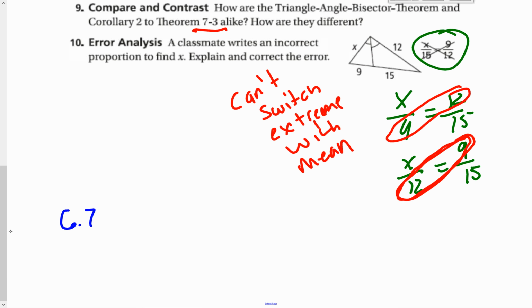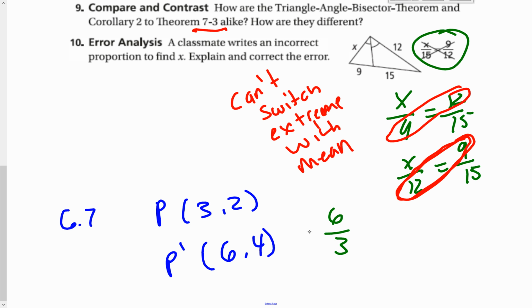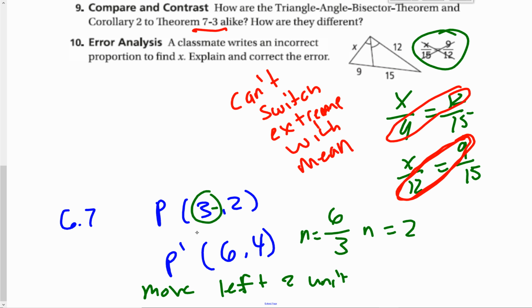If I have the first point, what was that, 3, 2, and I have the second point, say 6, 4, then I can just go backwards and take my new, which would be 6, and divide by 3 to find my scale factor. So my scale factor is 2. Or if it says move left so many units, then if I move left, I just subtract from my x, whatever that unit is. So if I move left 2 units, then I would take this point and subtract 2 from my x, so it would get 1.